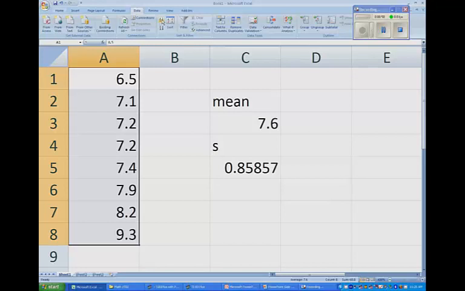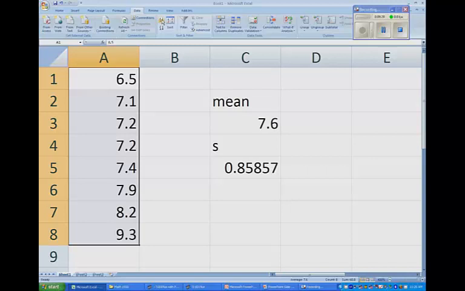By the way, that's very convenient if you wanted to find, say, the median. What's the median? I guess 7.3, right? Because it's halfway between 7.2 and 7.4. But it's helpful for other things too, because you might say, I want to find what percentile I'm at if I'm at 8.2.